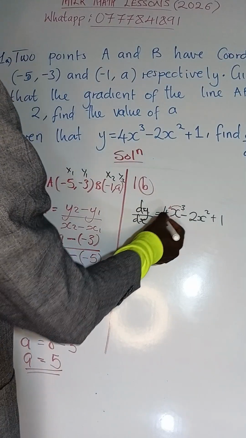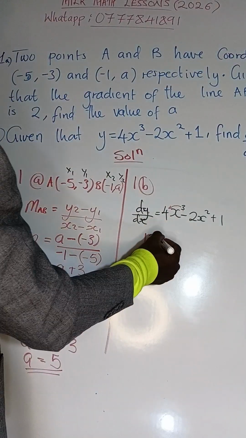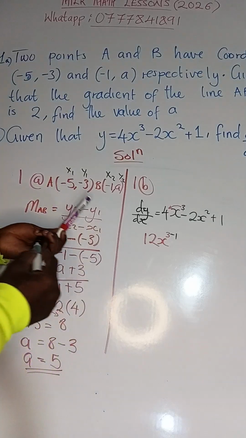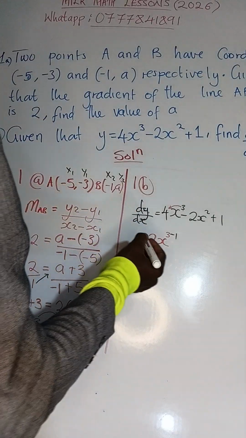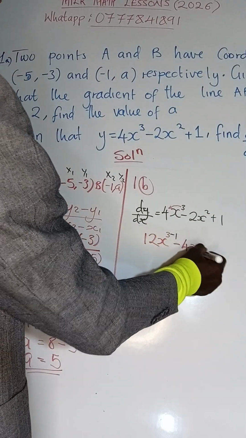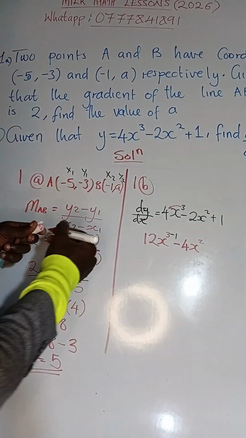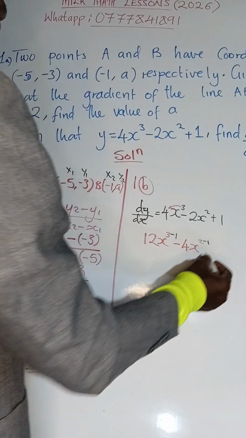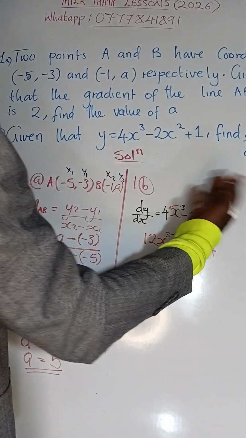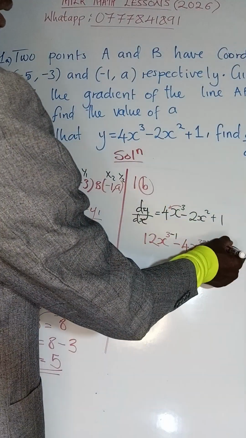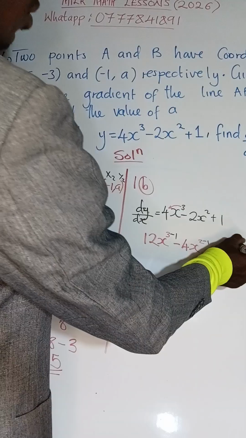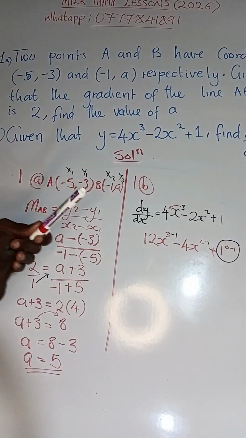We are going to multiply this times this, which is 12. We are going to have 12x, then 3 minus 1. Always you subtract 1. Then we multiply this times this, which is negative 4x, like that. Then we subtract 2 minus 1. According to the constant, we just remove it, because this simply means 0 minus 1, which will imply to have nothing. So it's better you remove a constant under differentiation.